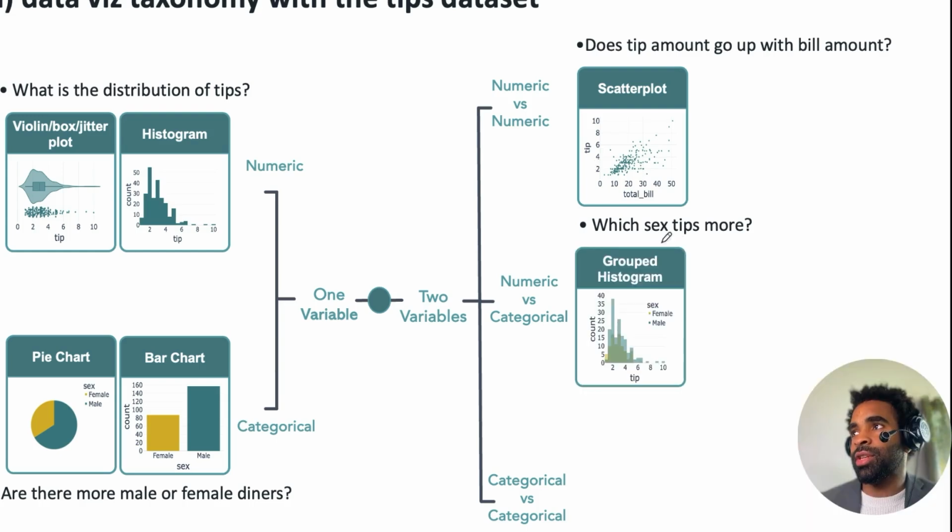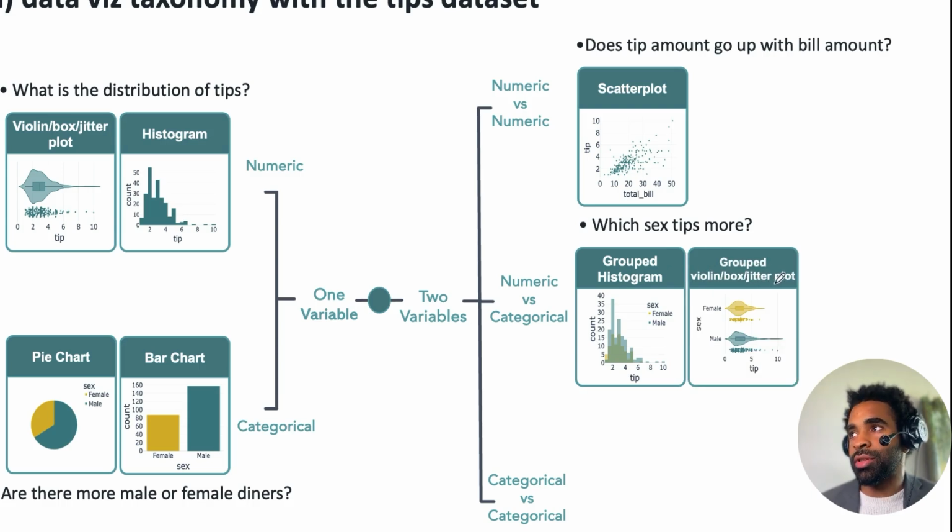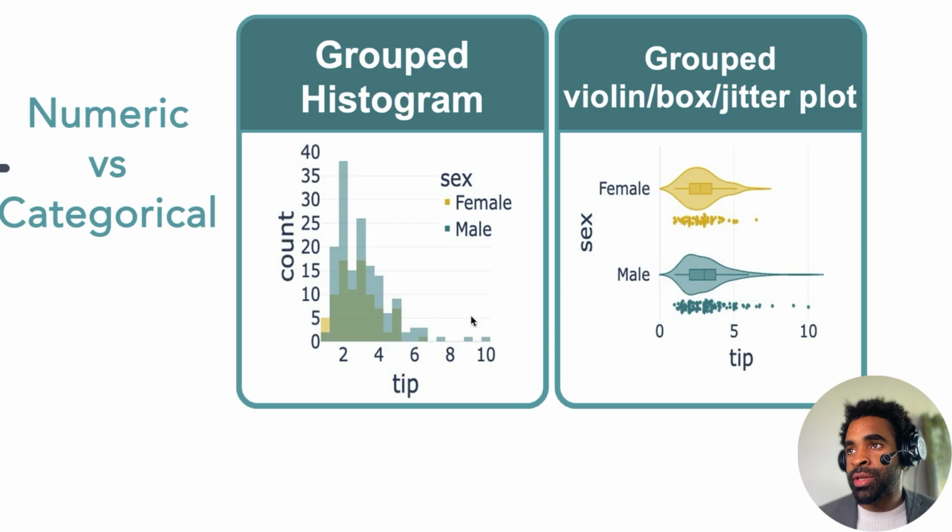So typically for such a chart, you'd either use something like a grouped histogram or a grouped violin or box or jitter plot. And notice that what we're doing here in this numeric versus categorical is just taking the univariate numeric type charts and then grouping them by color or by position so that we can tell the difference between the two different distributions. So in this grouped histogram, to interpret this, you can imagine that there are two different histograms, but one of them is a little bit transparent, or both of them are a little bit transparent.